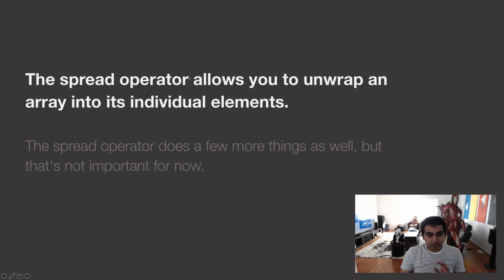And the thing about the spread operator is this. It allows you to unwrap an array into its individual elements. And I'm using the word array, but it doesn't have to be an array. It could be a variety of collections, like even objects, which is an important part you'll see in a moment. The spread operator does a few more things as well, but that's not important for now. Just remember that it allows you to unwrap the contents of a collection of items into its individual things without you having to specify what those individual things actually look like.